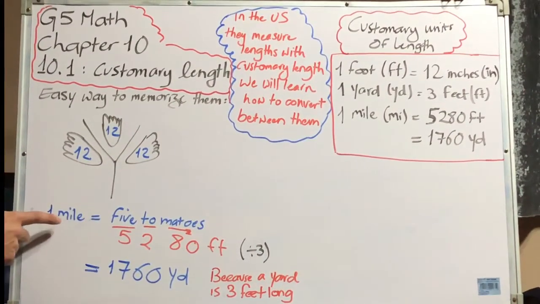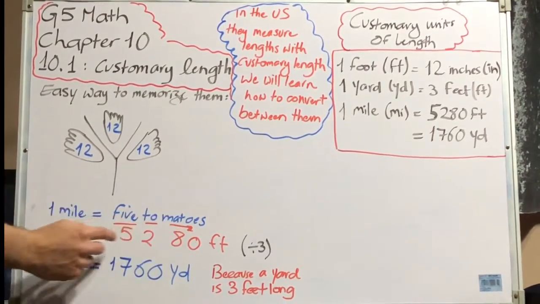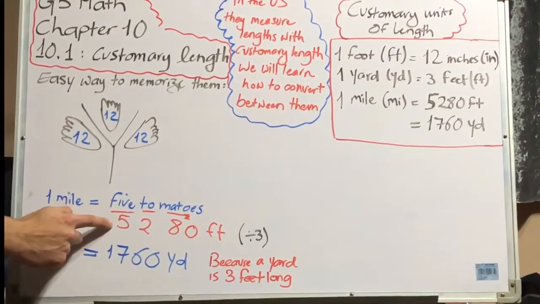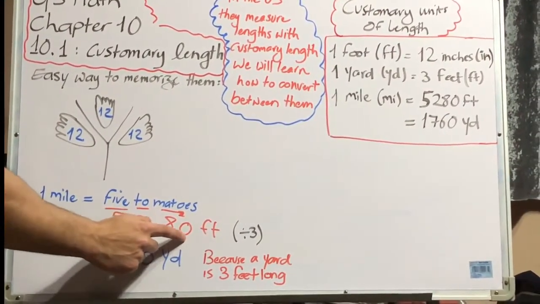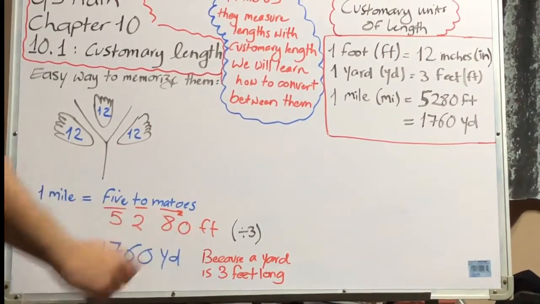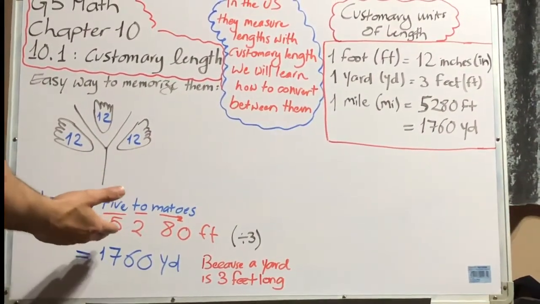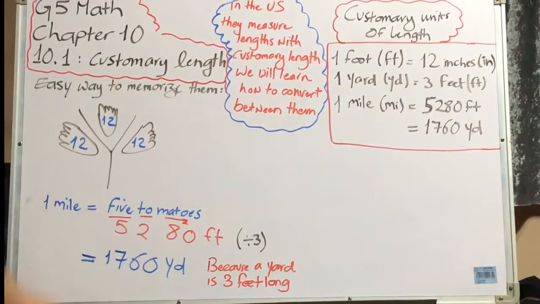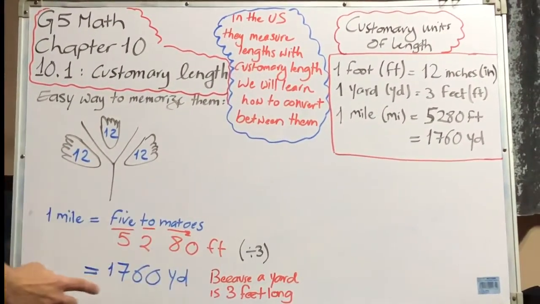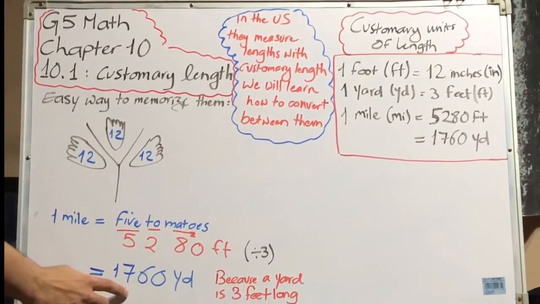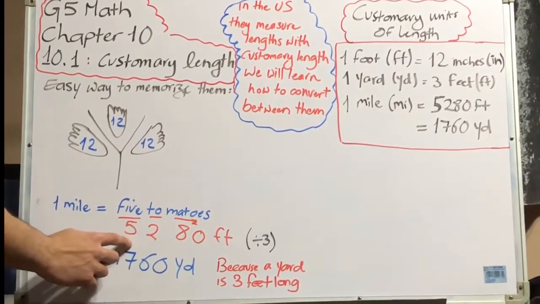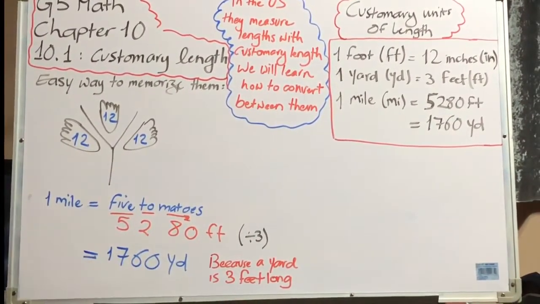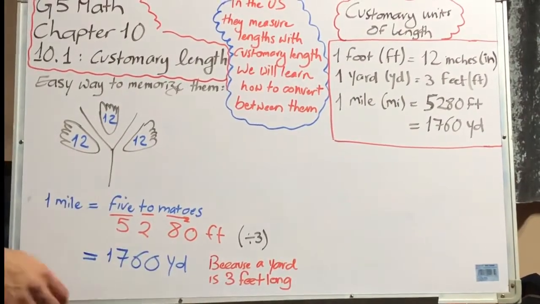What about the 1 mile? 1 mile equals 5 tomatoes. If we divide the words 5 tomatoes into sections, we get 5, 2, 8, 0, so 5,280 feet. So if I have 1 mile that is equal to 5,280 feet, and I know how to memorize it by 5 tomatoes, I can always divide by 3 to get the 1 mile in yards. If I divide 5,280 by 3, I get 1,760 yards, because a yard is 3 feet long.